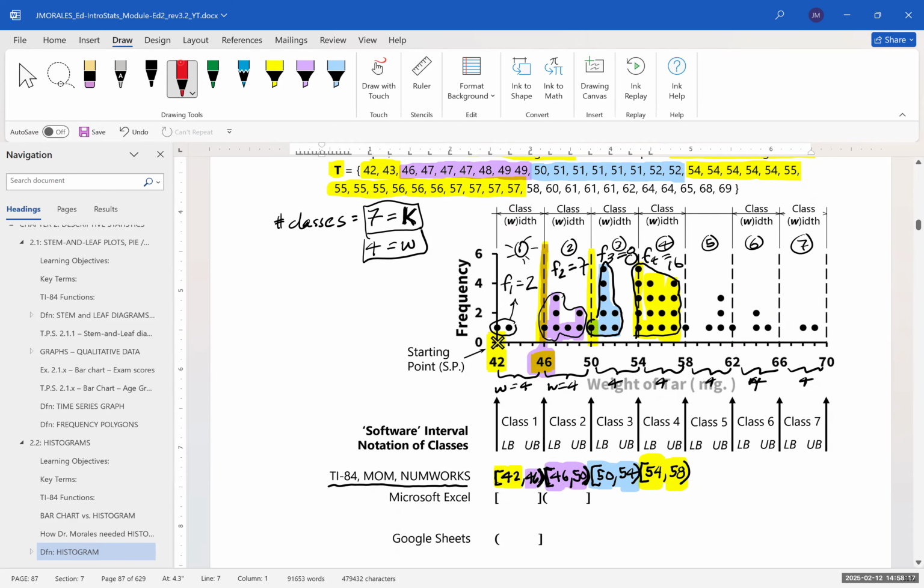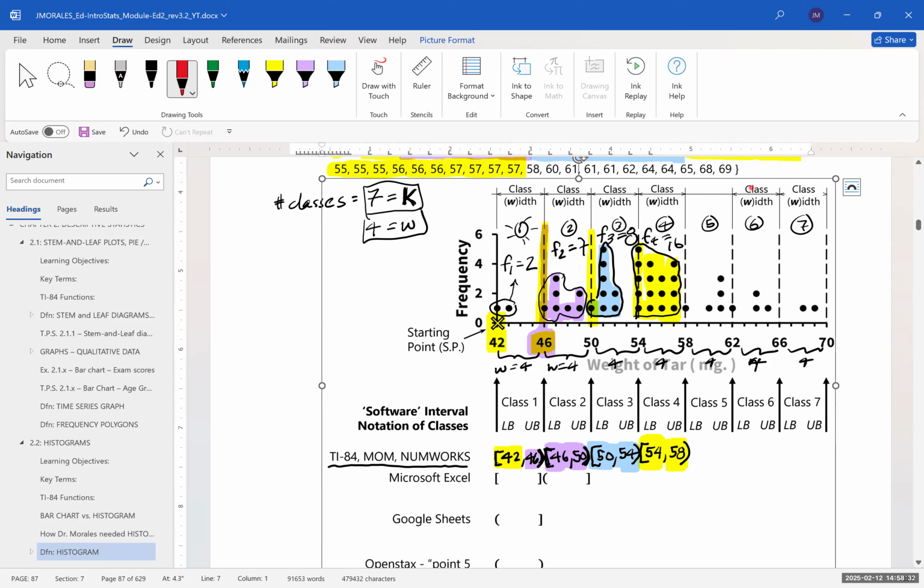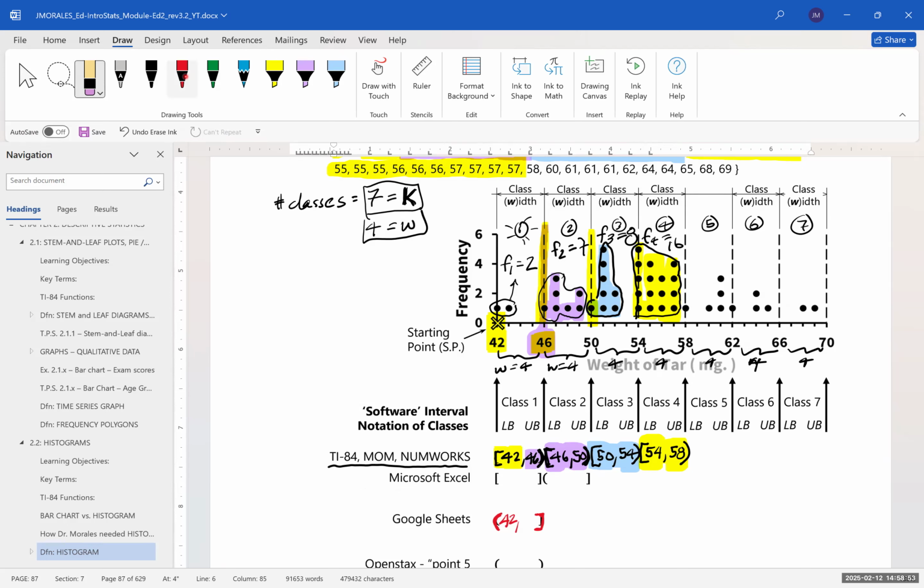Now, if we were going to go through and do this with Microsoft Excel, we'd go through the same process. But what I want to do is point out what we need to do with Google Sheets, because how Google Sheets sets up its first classes is a little different. Here, class 1 does not include the first number in the interval, but does include the second number in the interval. So if we were to put 42 and 46 like this, like we did with the calculator and like what we would do with Excel, this tells us to not include 42.